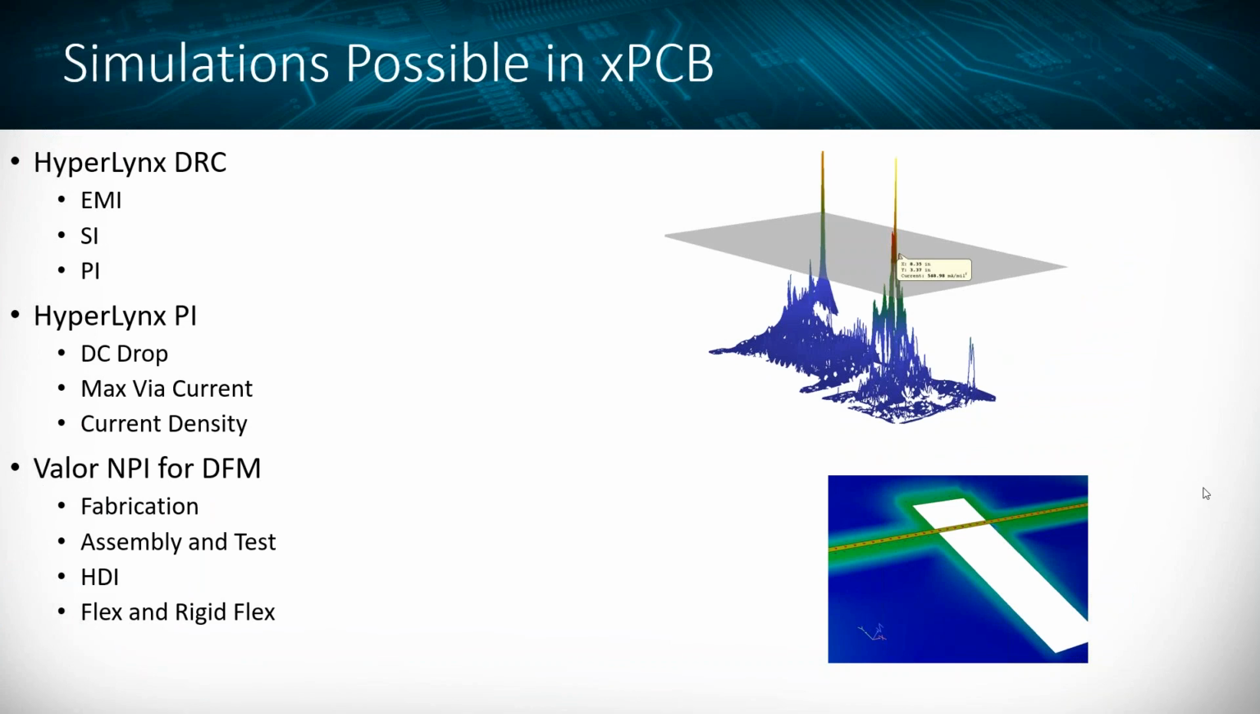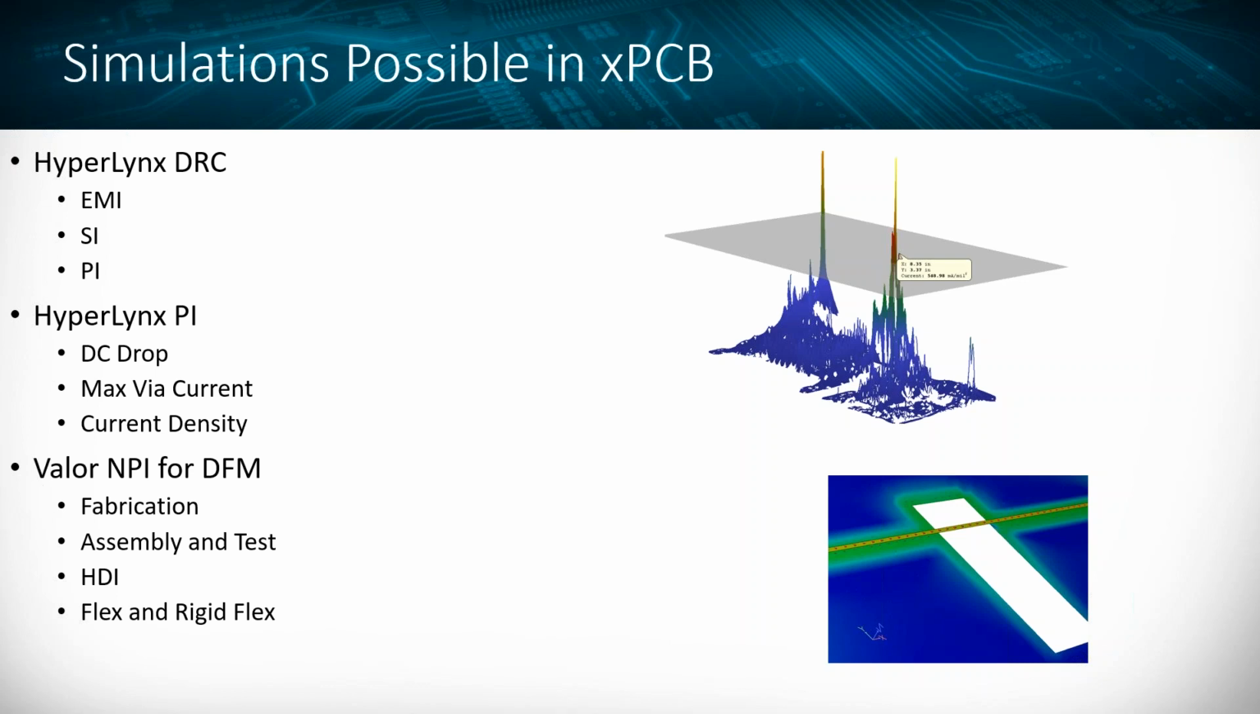Here is a list of what we can actually do in the Xpedition layout space. What simulations can we do in Xpedition? There are essentially 3 main families of tools that we can invoke directly within the Xpedition layout space. Those are HyperLynx DRC, HyperLynx PI, and Valor NPI for manufacturing checks.